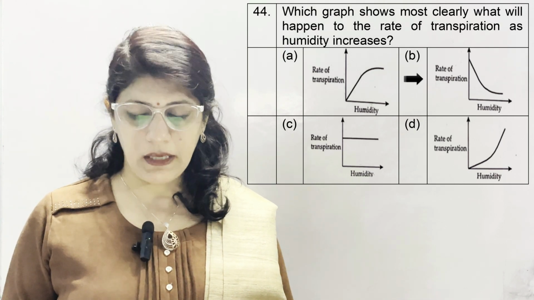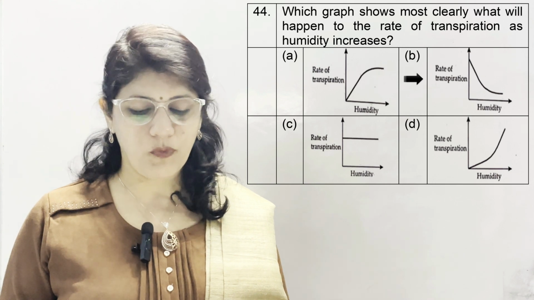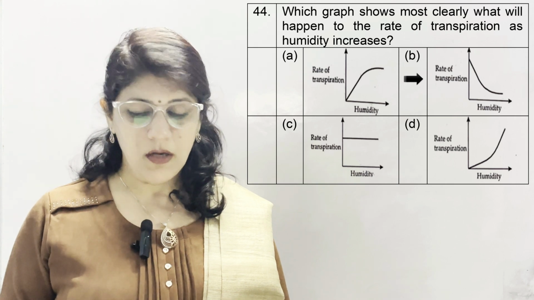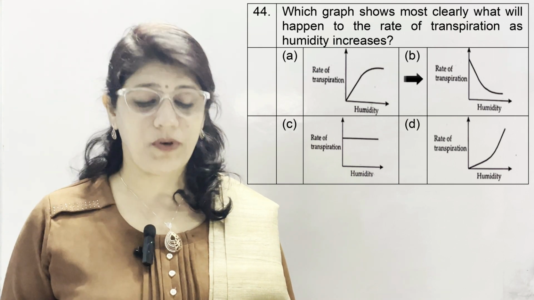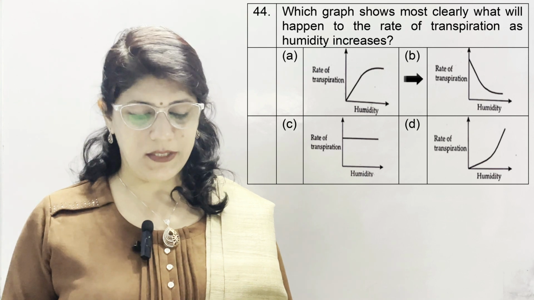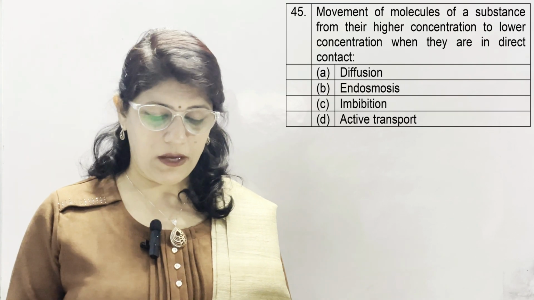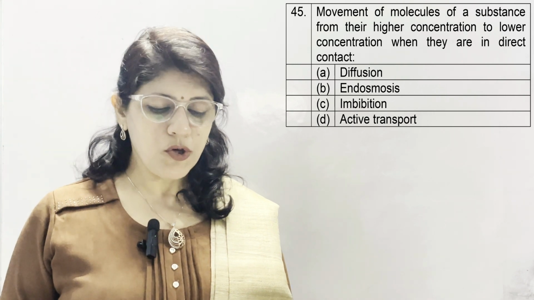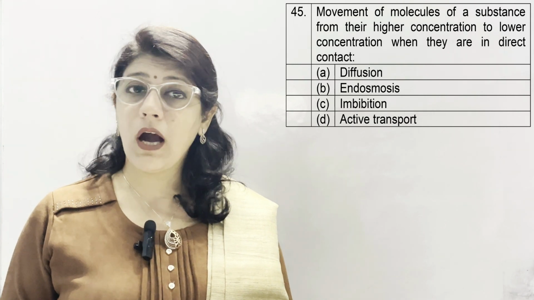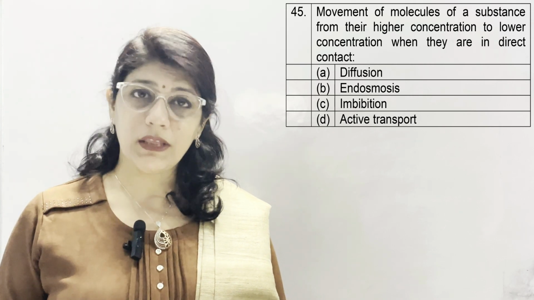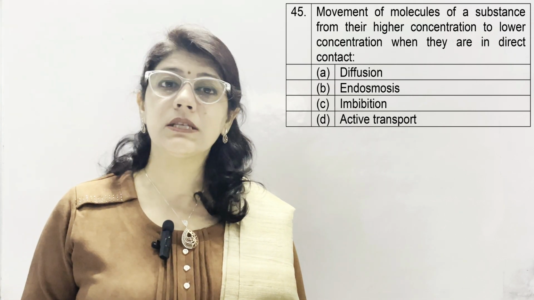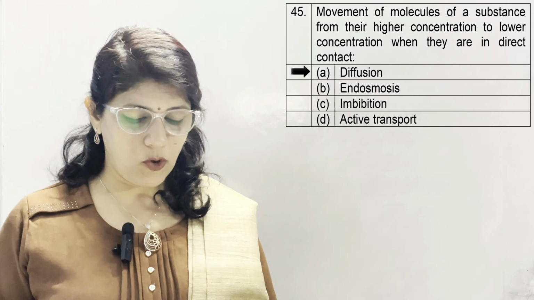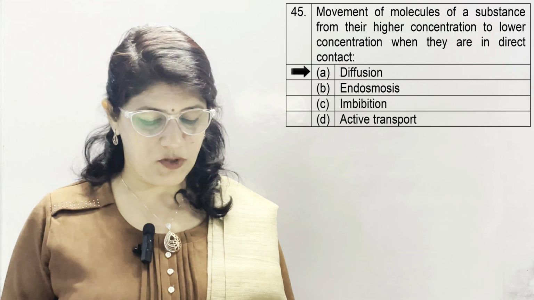High humidity in the air reduces the rate of outward diffusion of internal water vapor across stomata, thereby reducing the rate of transpiration here. So B option is correct. In question number 45, movement of molecules of a substance from their higher concentration to lower concentration when they are in direct contact. When they are in direct contact, then the process is A, diffusion, which is the correct option here. Other options are endosmosis, imbibition and active transport.